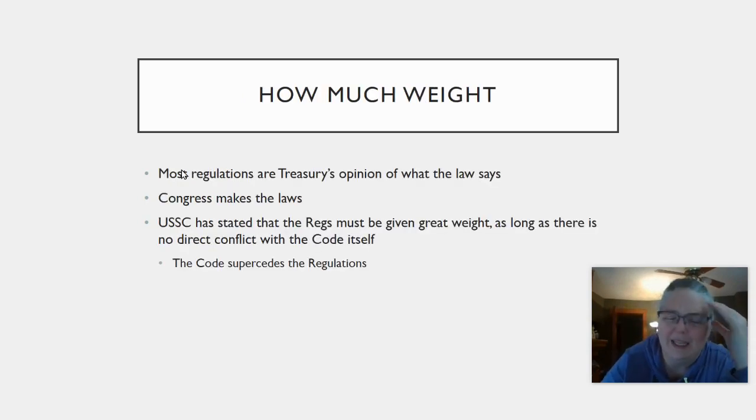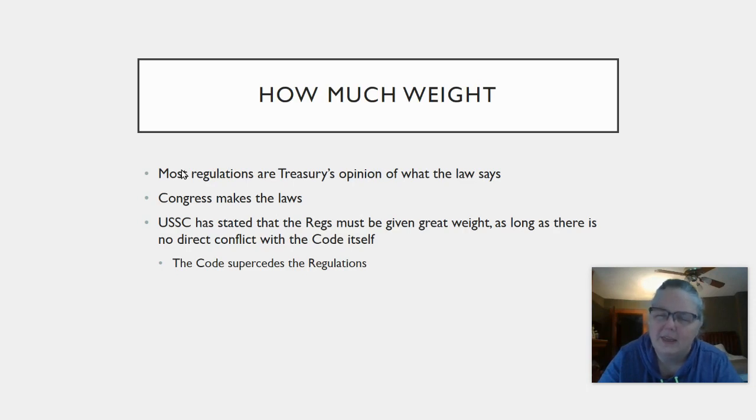Okay, so how much weight do we give regulations? When we're looking at Treasury regulations, most regulations, unless they're legislative, are Treasury's opinion of what the law says. Congress makes the laws, not the IRS. We've talked before about the fact that one of my pet peeves is the IRS code. It's not the IRS's code, it's Congress's code. So Congress makes the laws. The IRS interprets it to the best of their ability, but these are human beings and they are not part of the legislative process, except for things that are delegated specifically in their legislative regulations. But that's not what we're talking about.